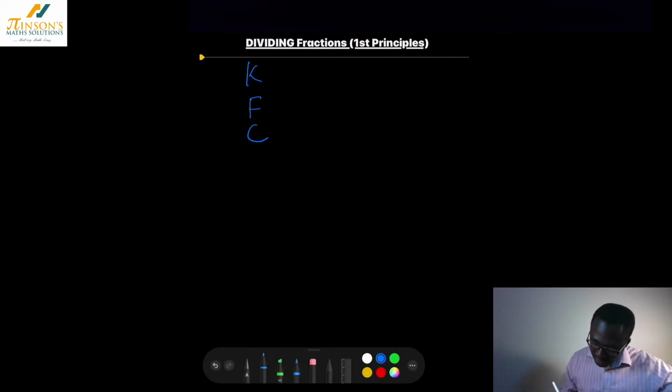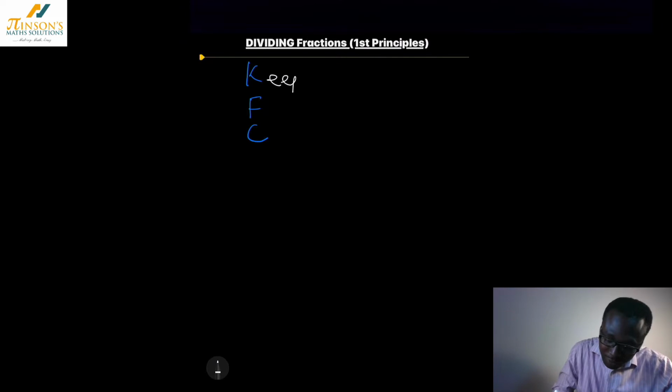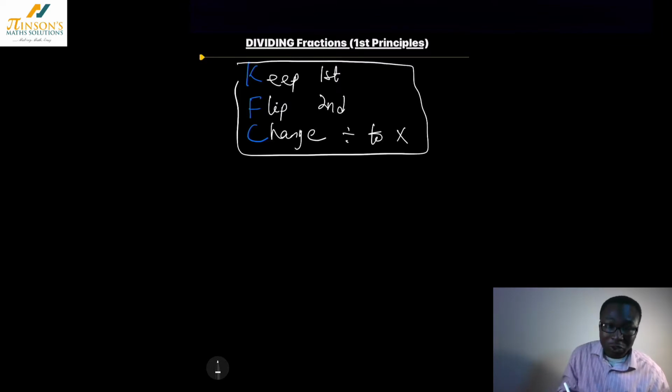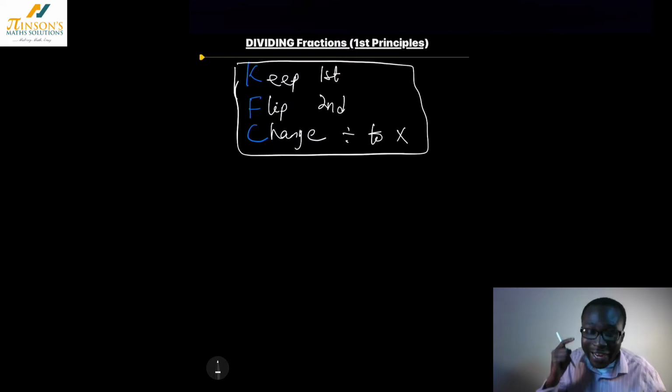What that means is we should keep the first fraction. We should flip upside down the second fraction. And we should change the division sign to multiplication. Now, have you ever wondered why this always works for dividing all fractions? I'm gonna show you and I can't wait.